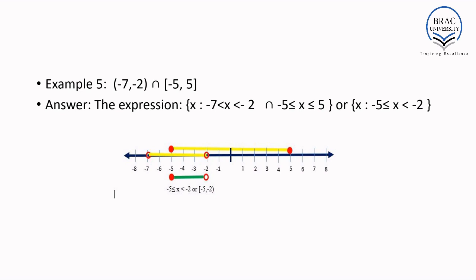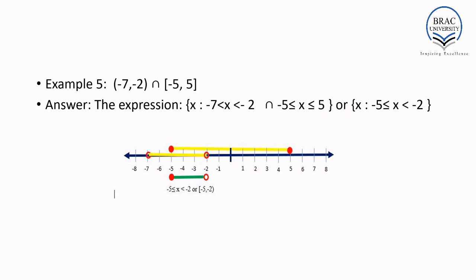Okay, so let's find the intersection. For -7 to -2, none of the endpoints are included. For the other set, -5 to 5, both endpoints are included. So we have to find the common area in between these two sets. See, if we put it on the number line, you see -2 up to -7, none of the endpoints are included. And here -5 up to +5, both of the endpoints are included. However, what is the common ground?